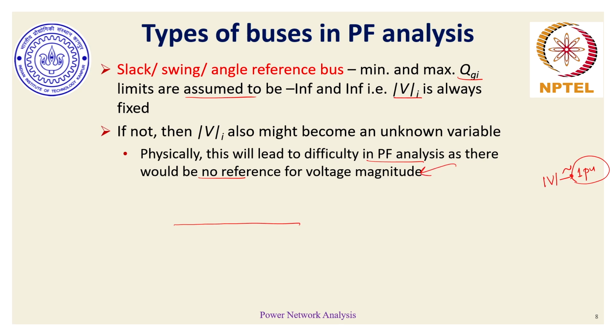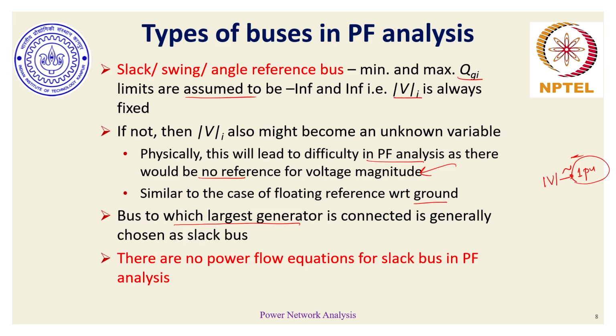1 per unit is not a sacrosanct number. I'm just trying to convey that if the power flow gets to know what the typical voltage numbers should be, then probably the power flow equation would be easier to solve. Basically, with no voltage reference, all bus voltages would be floating with respect to ground or neutral, and there is no unique voltage magnitude which can be obtained for such cases.